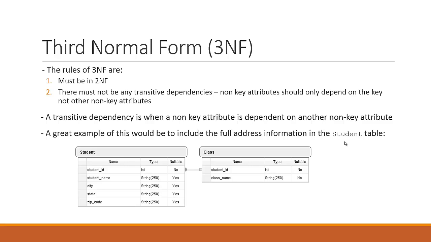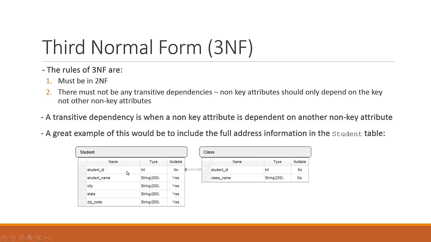So to illustrate this point, I'm going to take the example that we had and expand on it a little bit. So now I'm going to make it have the full address information inside of the student table. Previously, we just had student ID, student name, and student address. Okay, those were the three columns. But now, I've broken up student address to be city, state, and zip code. So now we've broken it up into these extra columns inside of this table.